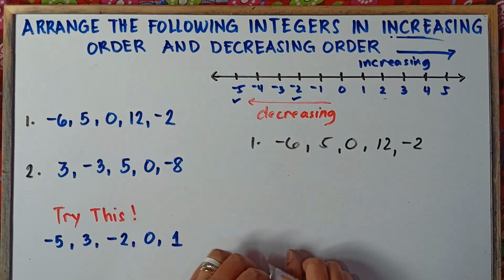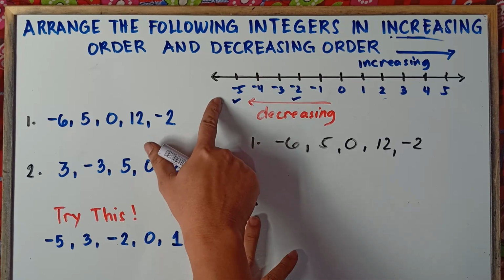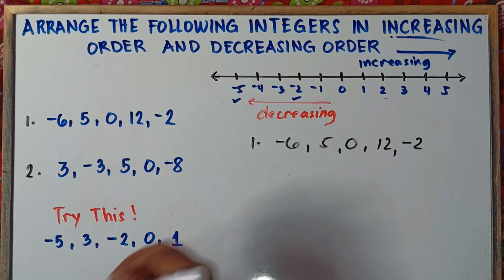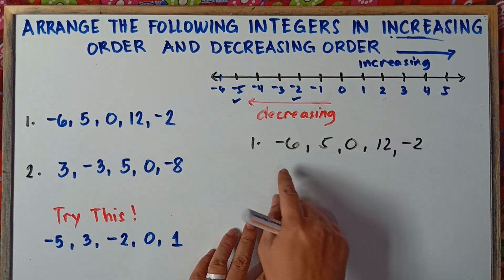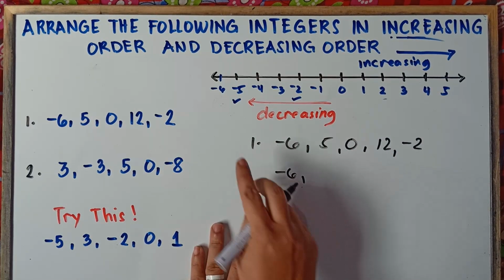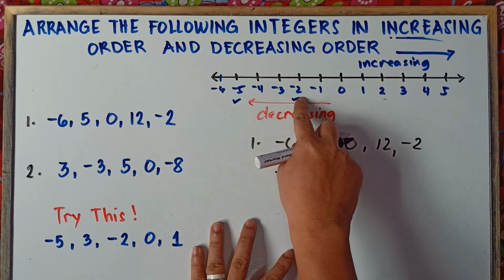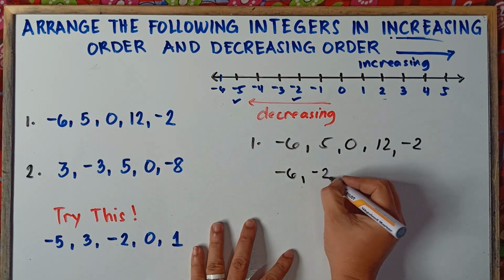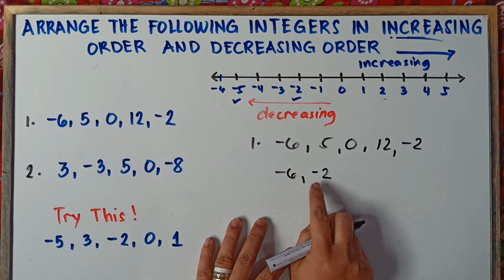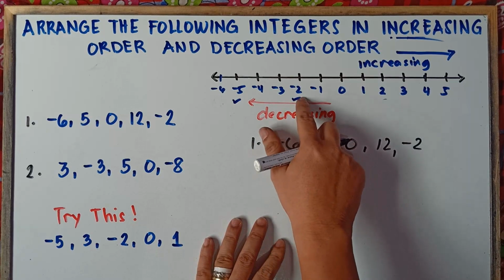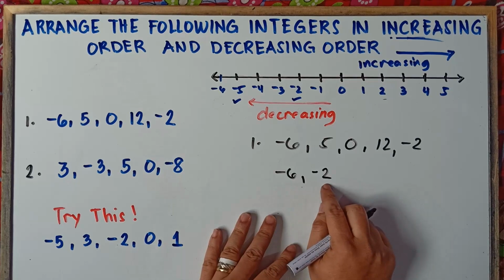Least to greatest. Alright, so we have negative 6. If this is negative 5, therefore negative 6 will be here. Next, do we have another negative number? Yep, we have negative 2. Negative 2 is here. So negative 6 is less than negative 2, because negative 2 is on the right of negative 6. So negative 6, negative 2.